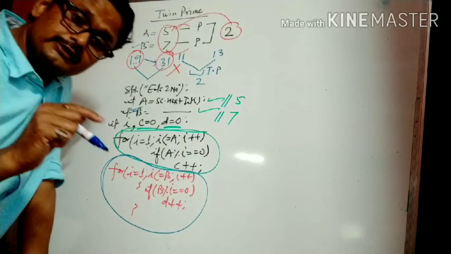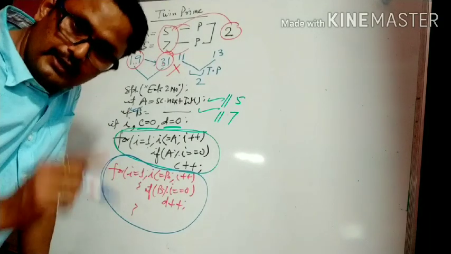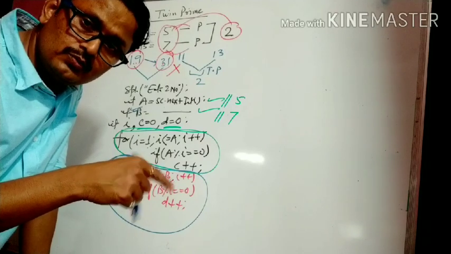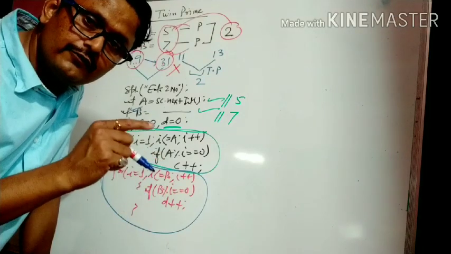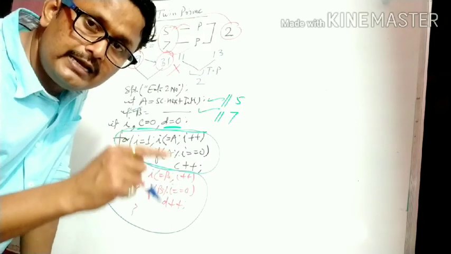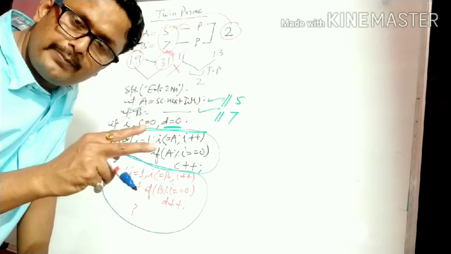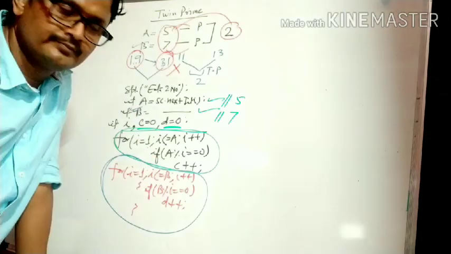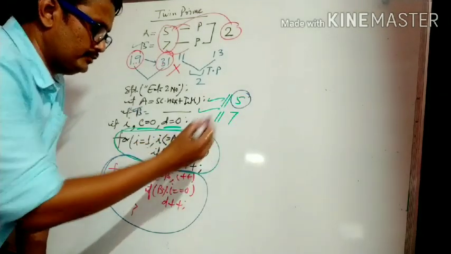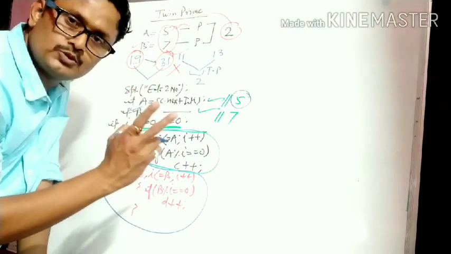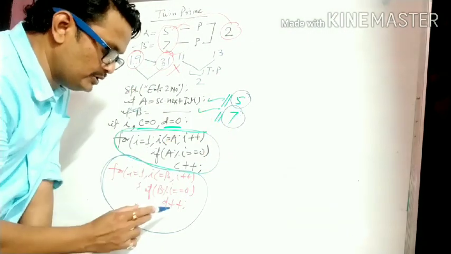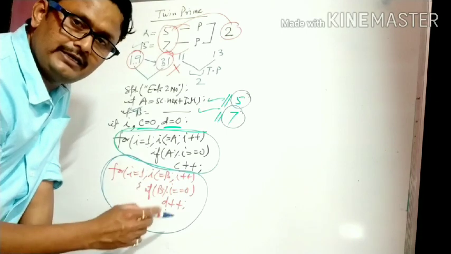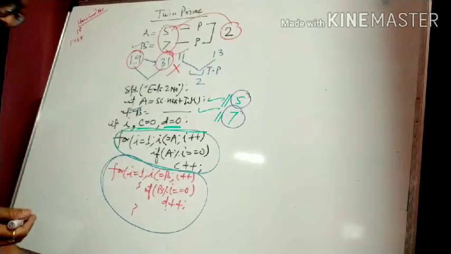If both the numbers are prime, what will be the value of C and D? अगर दोनों नंबर प्राइम है तो C का वैल्यू क्या आएगा और D का वैल्यू क्या आएगा? So here 5 is a prime, the total number of factors will be 2, and in the case of 7, the total number of factors will be 2. The value of C and D both will be 2.